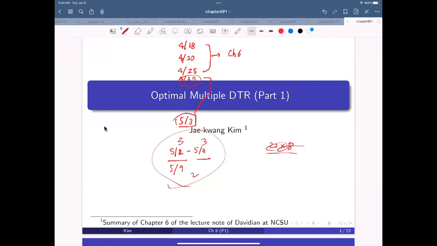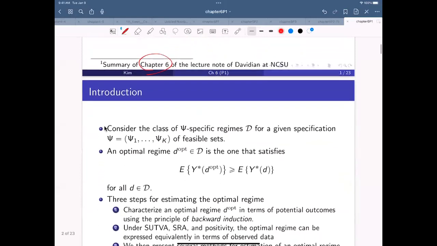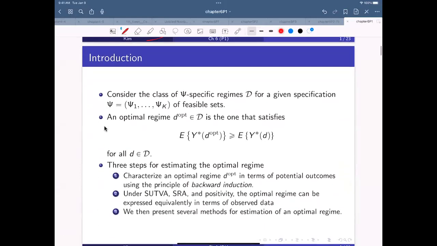So now we're going to move on to chapter 6. We introduced the concept of the precise specific regime, a sequence of treatment regimes that has some consistency over time, right? Basically, it's a conceptual characterization of the feasible sets of the treatment.